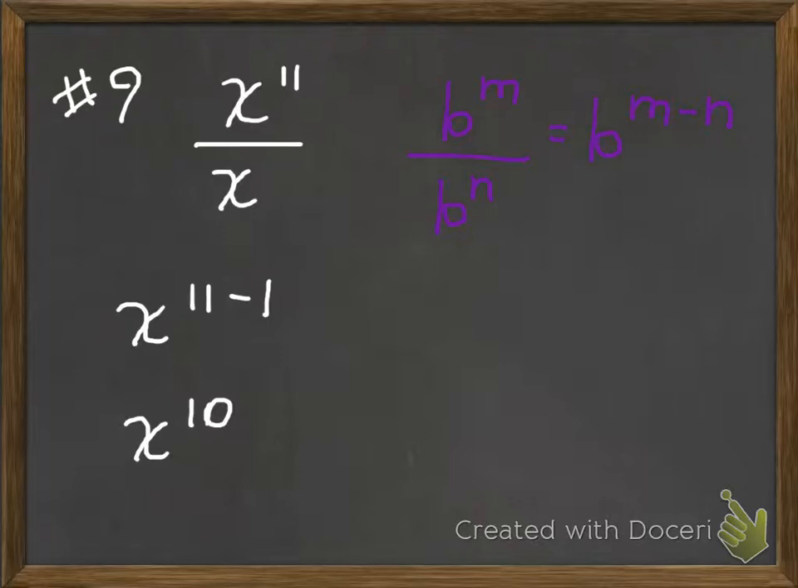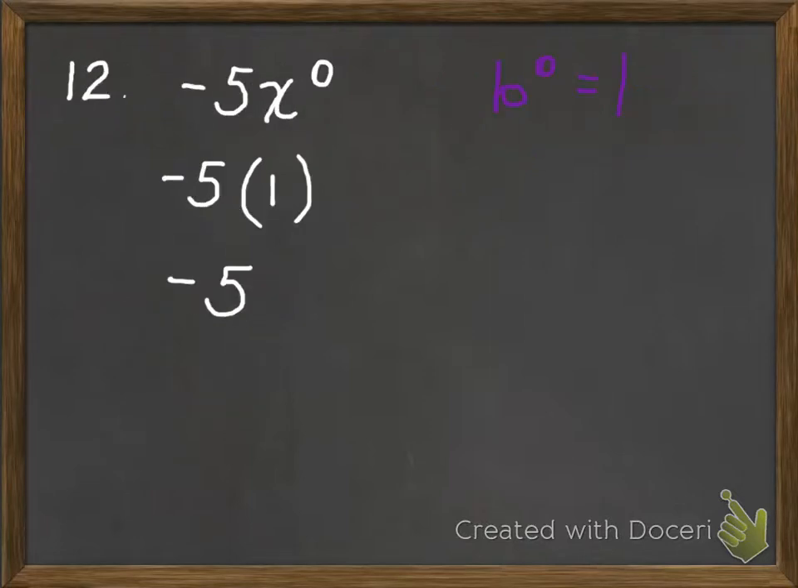So with the product rule, we added the exponents. With the power rule, we multiplied the exponents. With the quotient rule, we subtract the exponents.